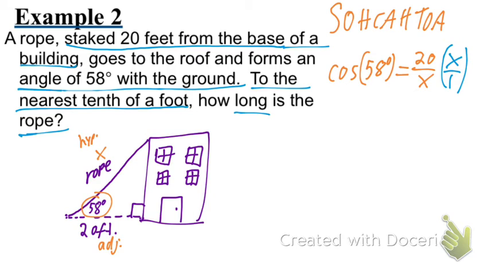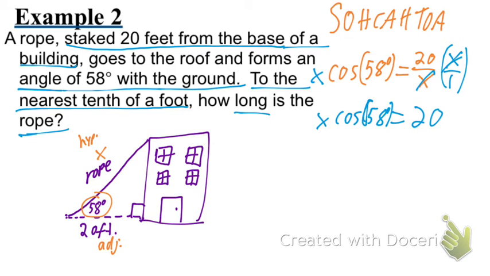Because what are these x's going to do? They're going to reduce out to 1. You can't do 0, you're right. So we'd have 20 over there. Now, if we multiply one side by x, what else do we have to do? Do that to the other side. So we're going to have x times the cosine of 58 degrees is equal to 20.